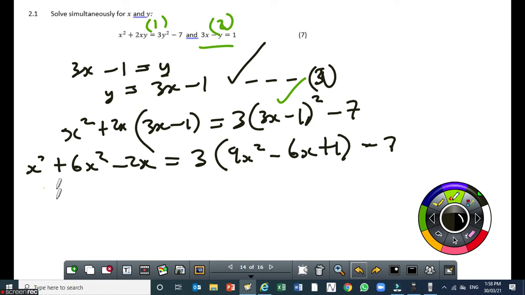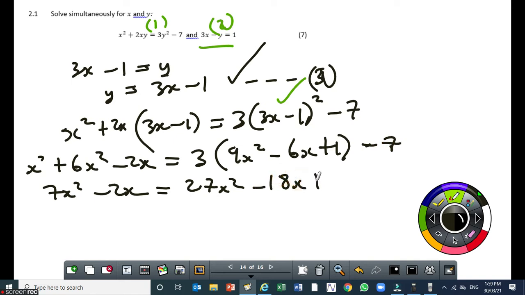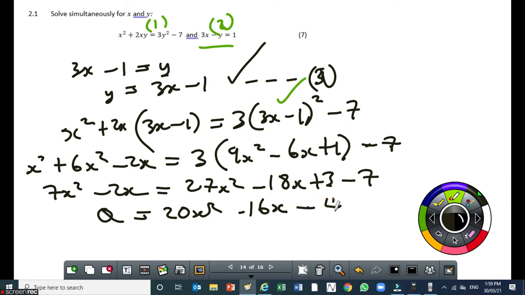So that will be 7x squared minus 2x equal to 27x squared minus 18x plus 3 minus 7. Right? Then I'm going to take these two terms here from the left to the right. If I do that, I'll get 0 equal to 20x squared. That will give me minus 16x. Right? 3 minus 7 will give me negative 4.